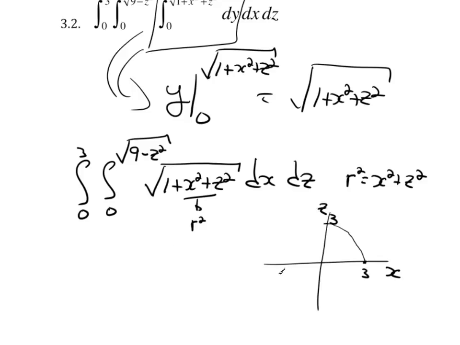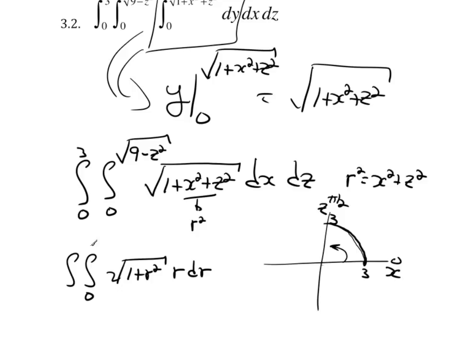So I can think of this right here as being r squared, and if I switch this to dr d theta, the radius is going to go from 0 to 3, and theta will go from 0 up to pi over 2 as I sweep out in this direction. So based on this figure, I can rewrite this as a double integral of the square root of 1 plus r squared, r dr, r goes from 0 to 3, d theta, theta goes from 0 to pi over 2.